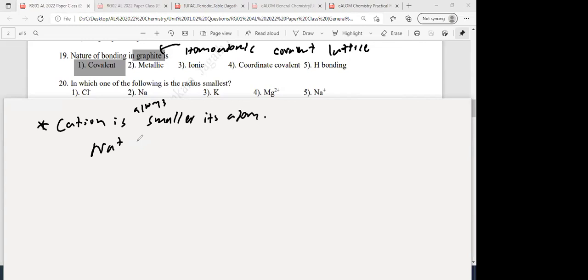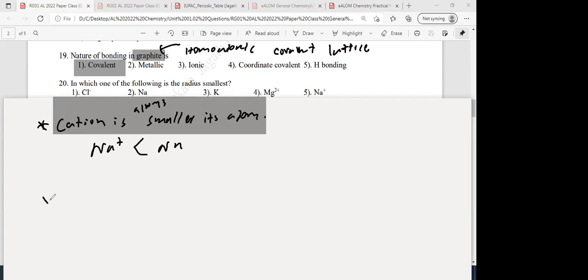I'll give one example. Sodium ion is smaller than sodium atom, because sodium ion has 2,8 or 1s2, 2s2, 2p6, like you have done in the configuration. That means the number of energy levels in Na+ is less, that's why it is small. A cation is always smaller than the neutral atom, that is one condition here.